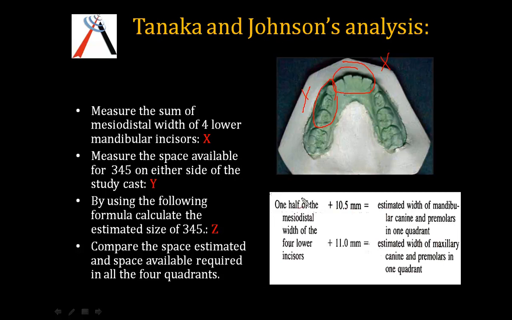The formula is 1/2 of the mesiodistal width of the 4 lower incisors, that is x by 2, plus 10.5, which gives us the estimated width of the mandibular canine and premolars in one quadrant. If we use the formula x by 2 plus 11, we get the estimated width of maxillary canine and premolars in one quadrant.